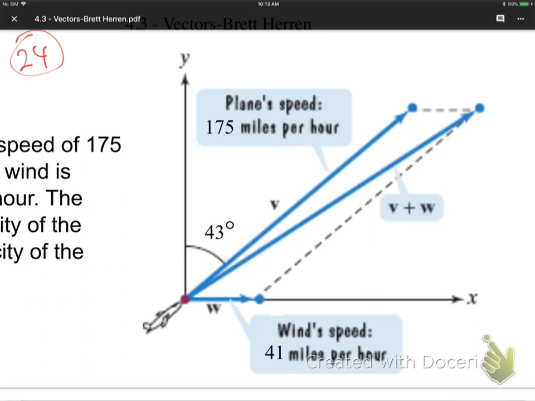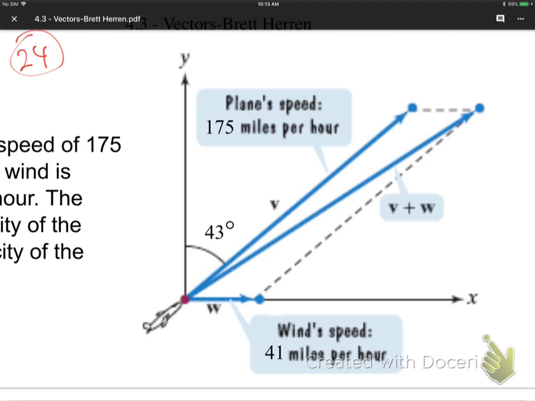Okay, so number 24. Plane speed is 175 miles per hour. So what we're doing on this problem is we're talking about a plane and then the wind and how those things affect. So this is how people would calculate the effect of wind on a plane and what that does for direction and all that kind of stuff.